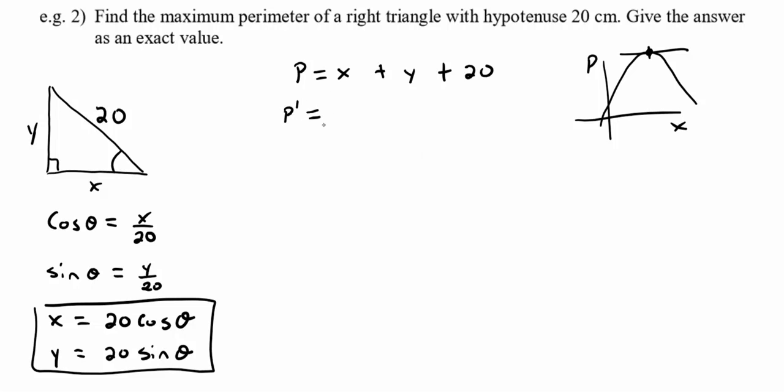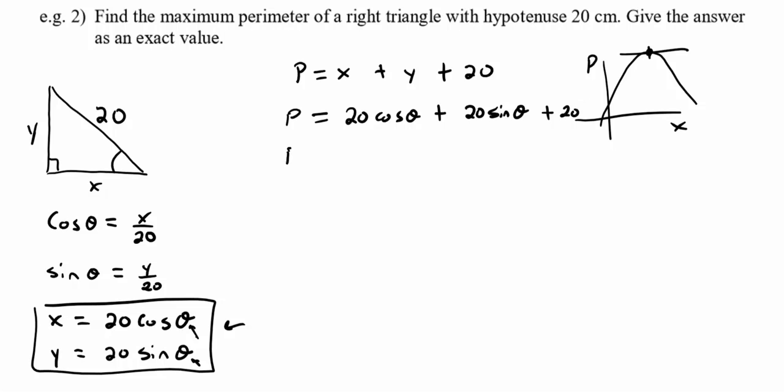Actually, one more step. Got ahead of myself there. So let's rewrite an expression for this. So we'd say p is equal to, and then instead of x's and y's, let's throw in our constraints, because these are actually both in the same variable as well. They're both in terms of the angle. So x was 20 cos theta. y was 20 sine theta. And then plus 20.